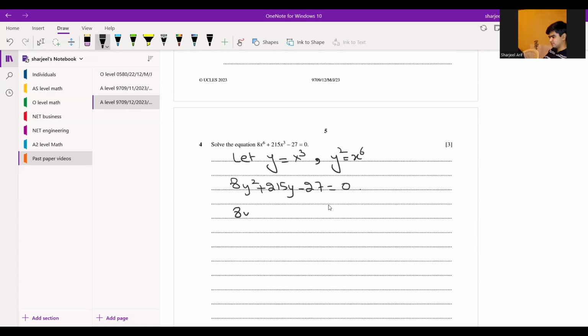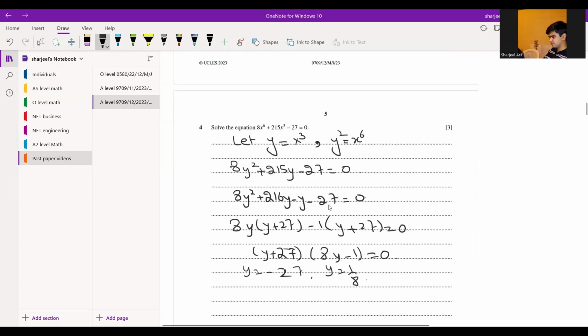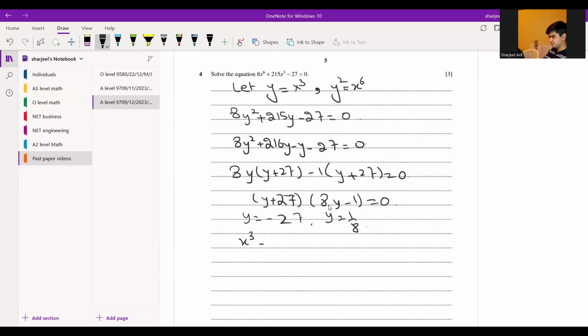The factors will become 216 into 1. We will simplify it by taking 8y common from the first one and minus 1 from the second one. So the two values for y will be minus 27 and 1 by 8. Now we will substitute it with x cube. So x will become minus 3, and here it will become 1 by 2 cube, and x will be equal to 1 by 2. So these will be the two answers for x.